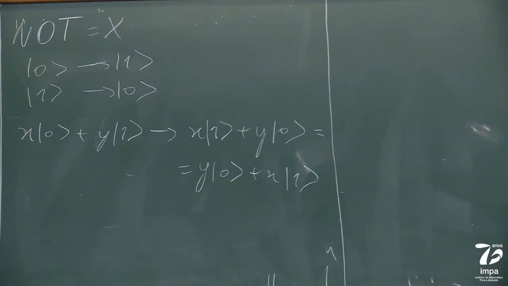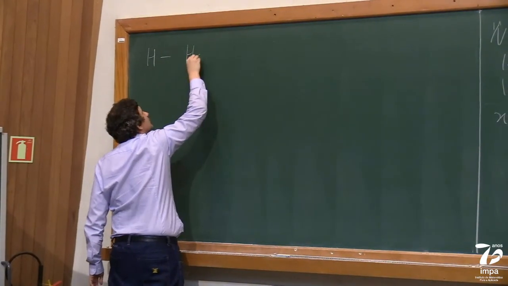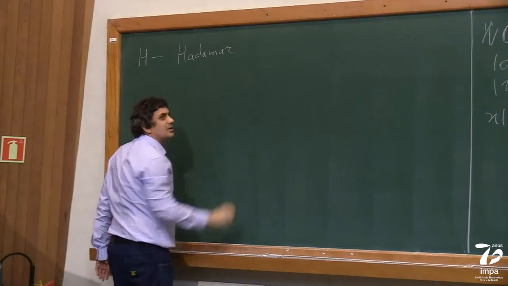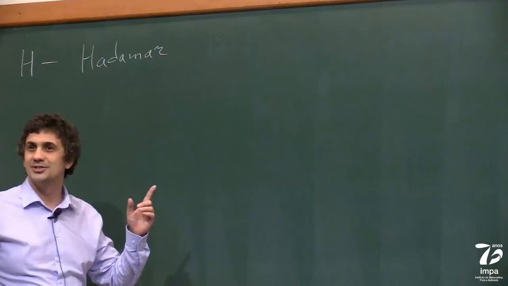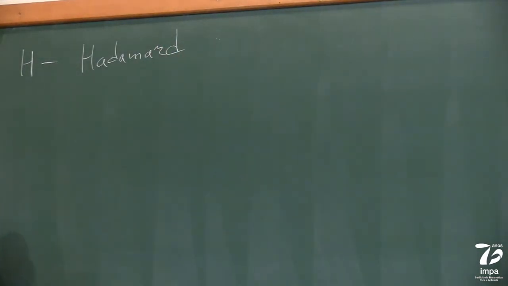The second will be H, Hadamard. Maybe Charles can say whether the last letter is T or D; I always forget this. And it works as follows. Remember, this operator we will use very frequently, and I will explain why soon.